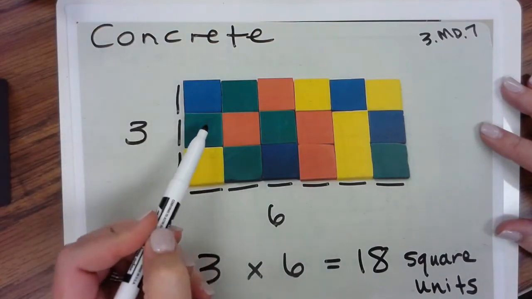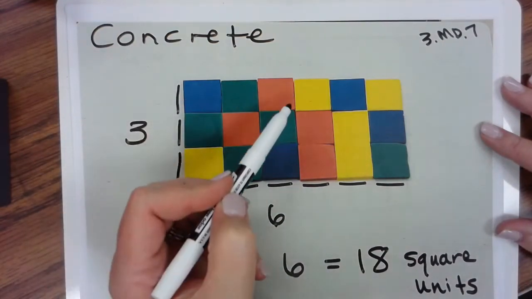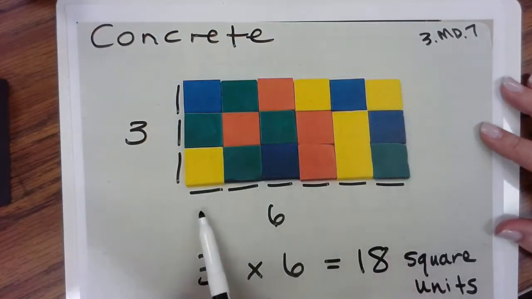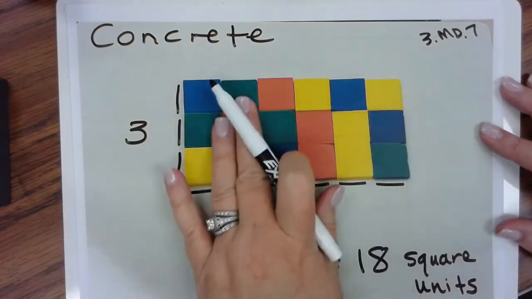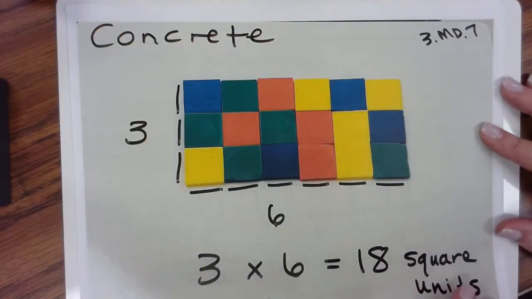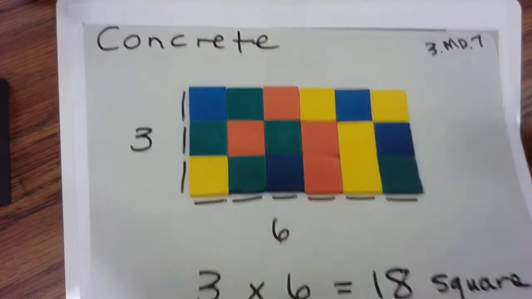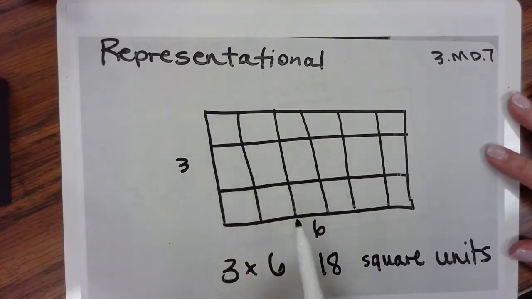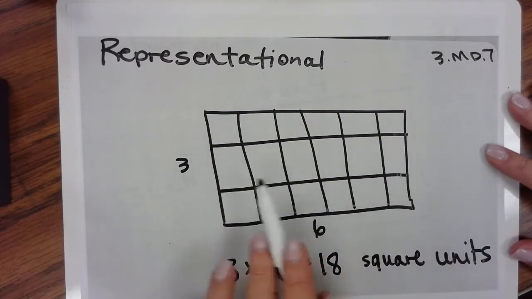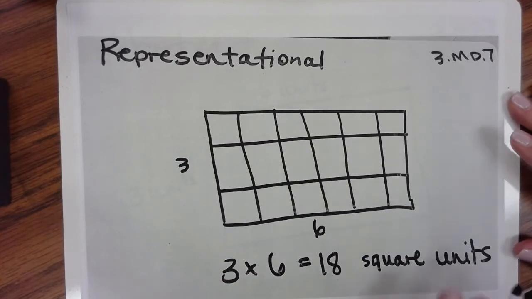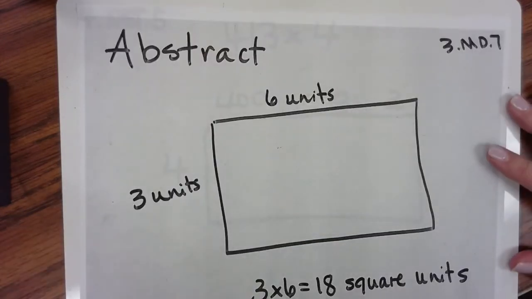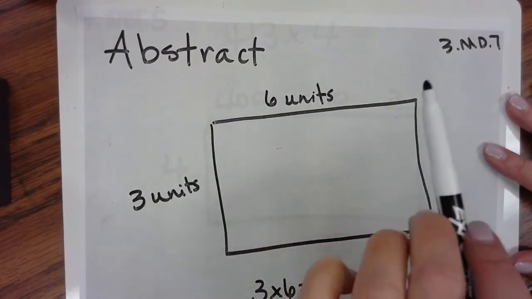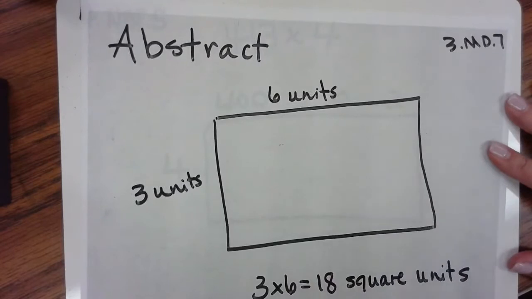Students need time with concrete manipulatives, building the rectangles and understanding how these dimensions go together to give us what's inside. After much exploration with the manipulatives, then we move to representational, where we have the rectangular array and the students can count the square units, before finally moving to the abstract stage, where we've got an open rectangle where we multiply the length times the width to find the area that's inside.